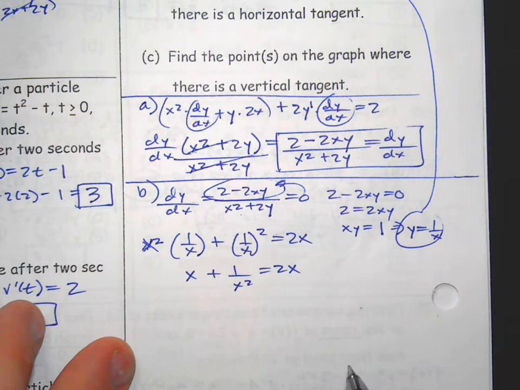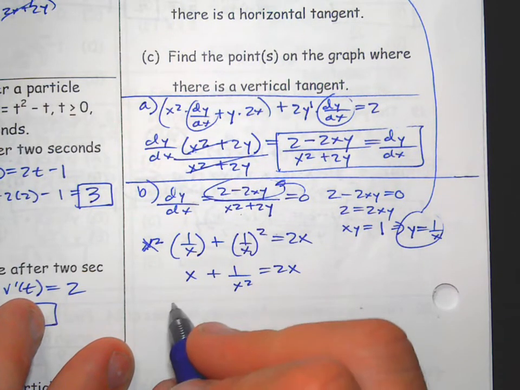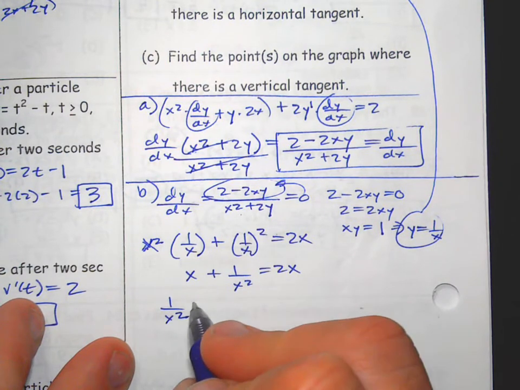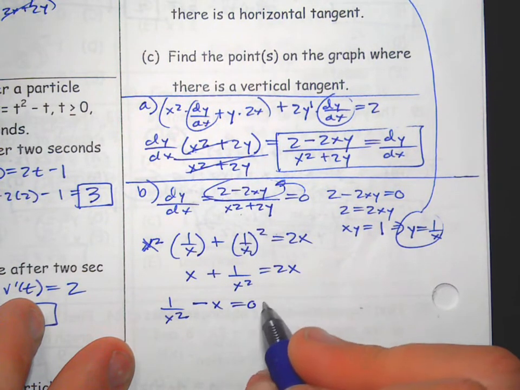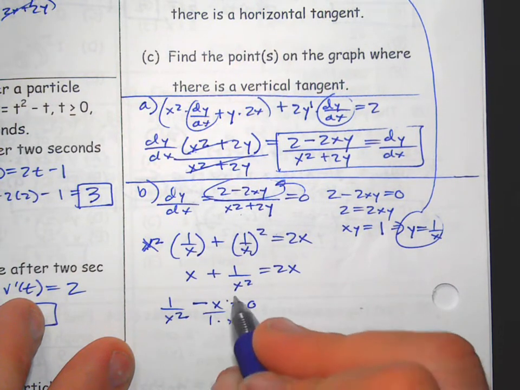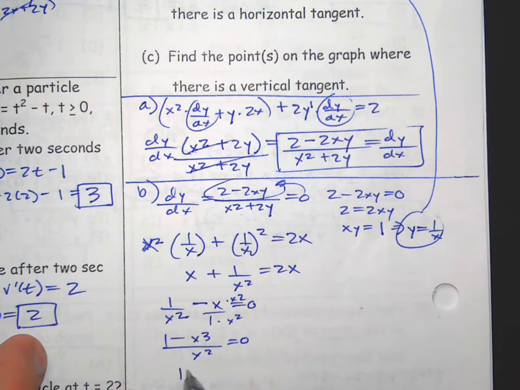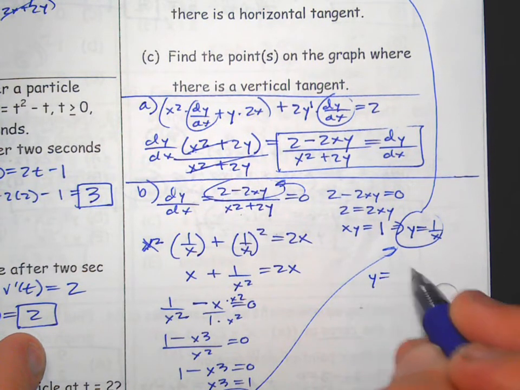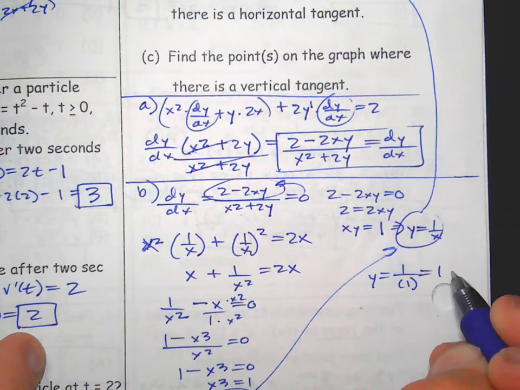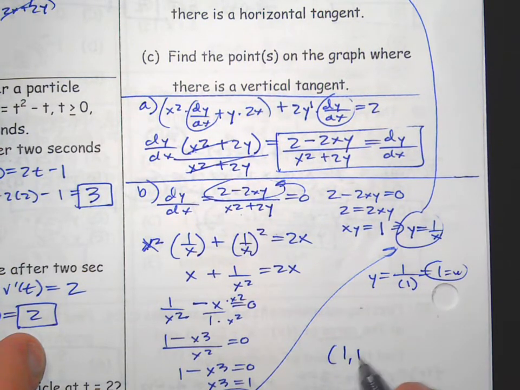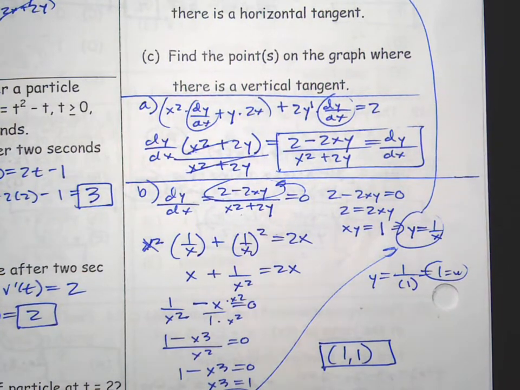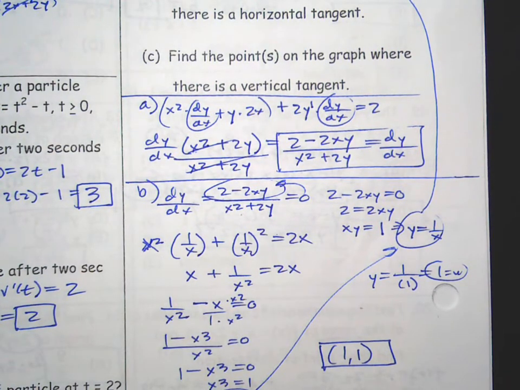Should we bring everything to one side? 1 over x squared minus x equals 0. Get a least common denominator: 1 minus x cubed over x squared equals 0. So 1 minus x cubed equals 0, so x cubed equals 1, so x equals 1. We're trying to look for a point, so we plug that back in up here. y equals 1 over 1, which is 1. So the point is (1, 1). This is the location on the curve, the xy pair, where there's a horizontal tangent.